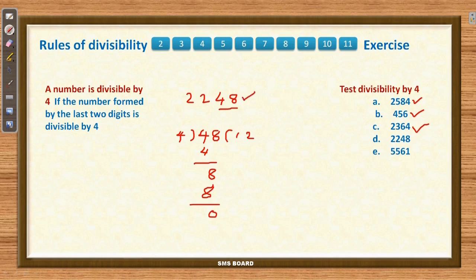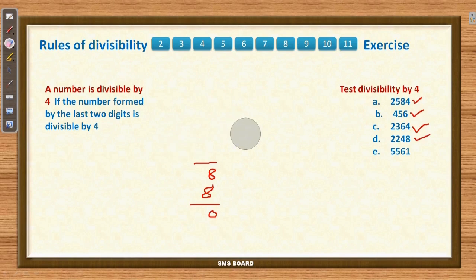So this number is divisible by 4. This number is also divisible by 4. Now we will see the last number, 5561. In this number, the last two digits are 6 and 1. So the number formed by the last two digits is 61. We will check whether 61 is divisible by 4 or not.